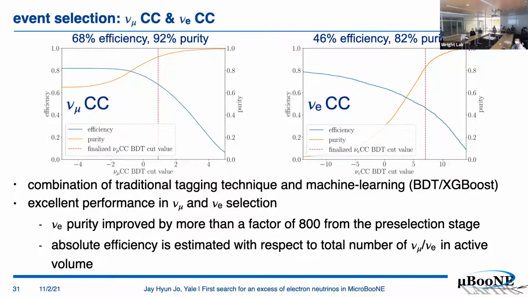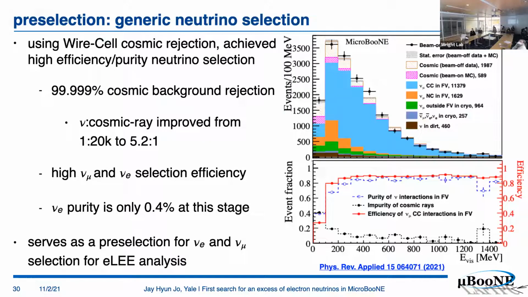We use a combination of traditional tagging techniques and machine learning, the BDT and XGBoost, to do this selection. You can see the BDT score distribution of the mu and the ECC, and the curves of the efficiency and the purity for both cases. With our choice of BDT score, the efficiency and the purity of the mu ECC are both very high: around 70% efficiency and more than 90% purity. In the ECC case, 46% efficiency and 82% purity. So it's very pure. Efficiency is slightly lower, but it's still amazing.